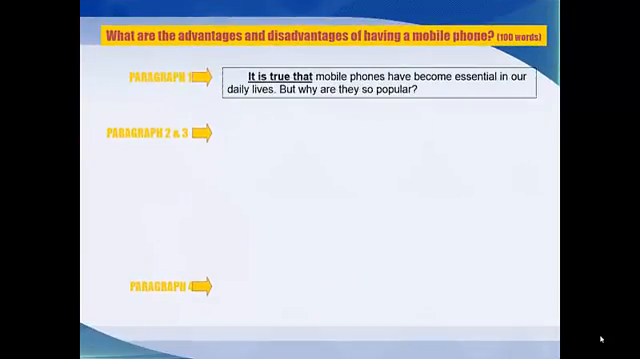Yes, it is true. Now it's another example. What are the advantages and disadvantages of having a mobile phone? It is true, mobile phones have become essential in our daily lives. But why are they so popular?